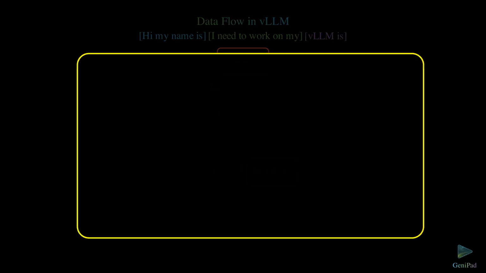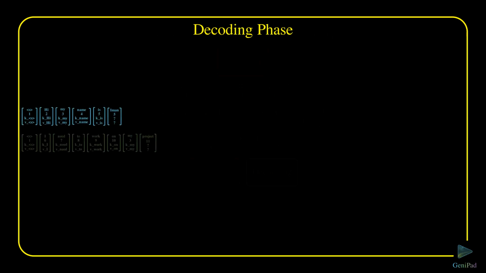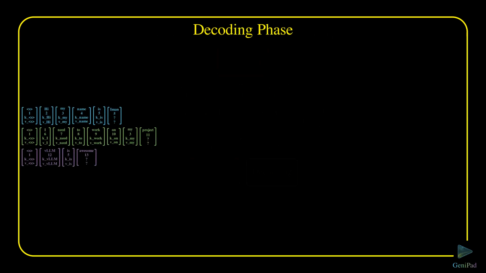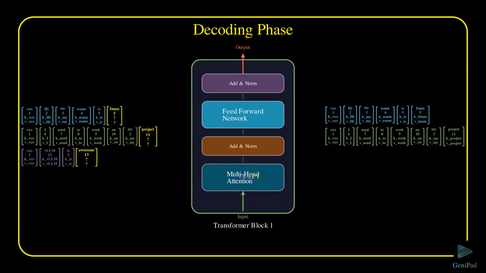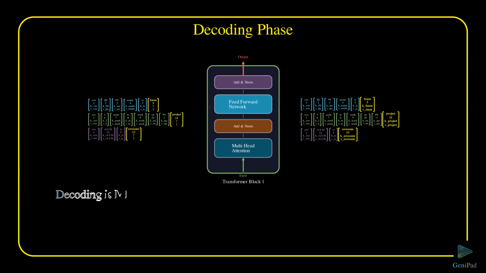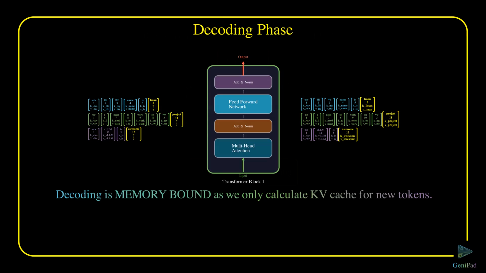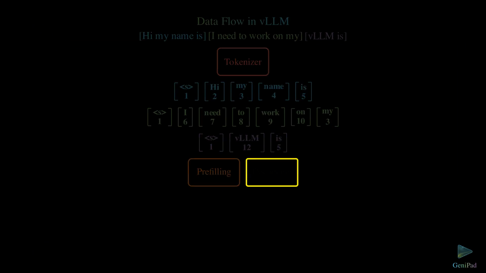Let's take a look at the decoding phase. Each prompt shows its full key value pairs, including the newly added tokens from the prefilling phase. As shown, only new tokens do not have key values for this step. When these tokens are passed through the transformer layers, only the new tokens produce fresh key value entries. Previous KVs are reused from the cache. Because we compute KVs only for newly generated tokens, decoding is memory-bound rather than compute-bound. The scheduler prioritizes decode requests over prefill ones.